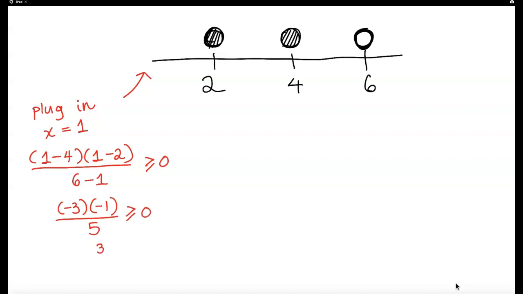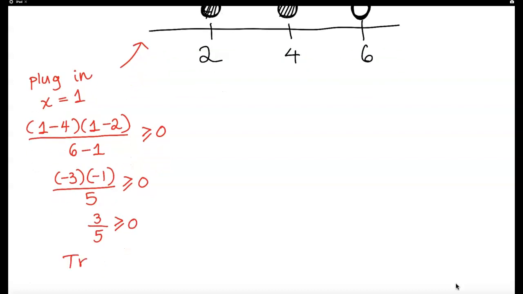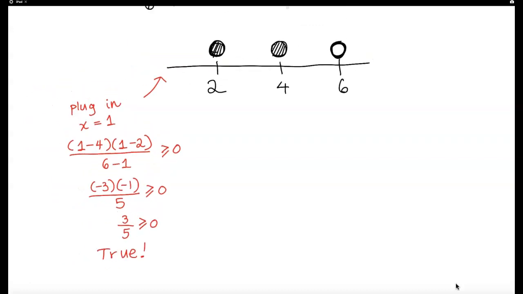I have 3 over 5, right? Positive is greater than or equal to 0. And look, this is a true statement. Because this is a true statement, I'll go ahead and highlight this region as my answer. Okay, and I go about my way. Let me go into the next interval.